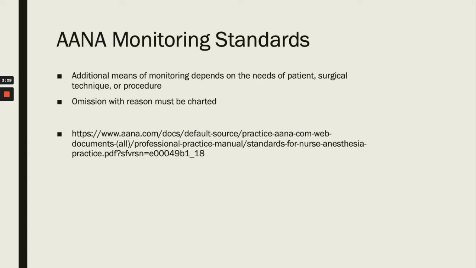So for instance, if a surgeon wants you to do a hypotensive technique, you document exactly why you're doing that hypotensive technique, and you document very well just in case something happens, like a stroke or something as a result of it, because that's a problem, and it's usually due to the hypotensive technique if the blood pressure got too low. So you have to document exactly why you're doing it. And if you are omitting something, you need to make sure that reason is charted. And this is just the link to the practice document as well.